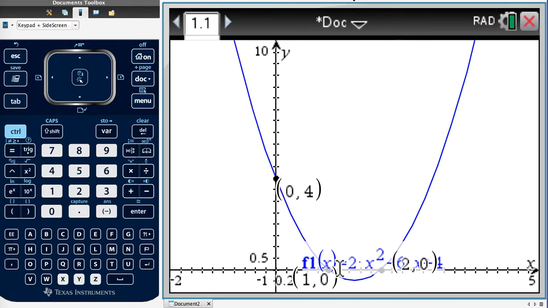Okay, so what I can say therefore is that the domain is that x is an element of the real numbers. x is an element of R.